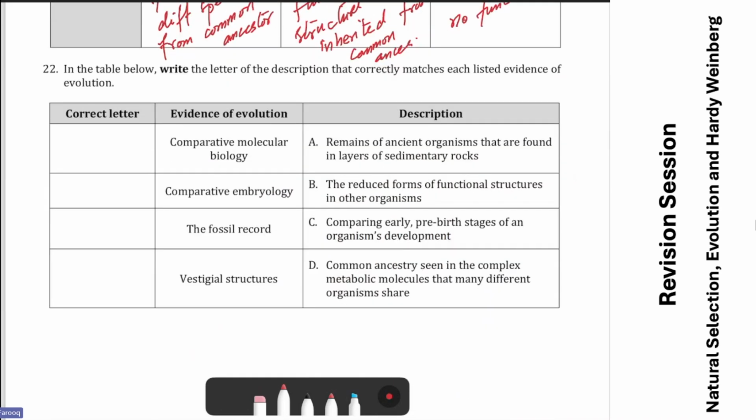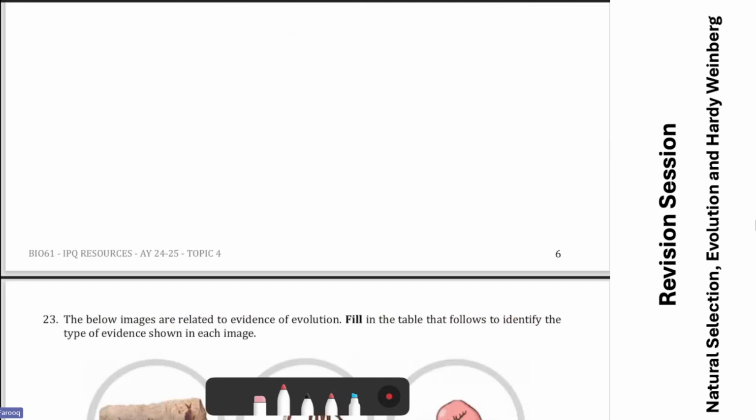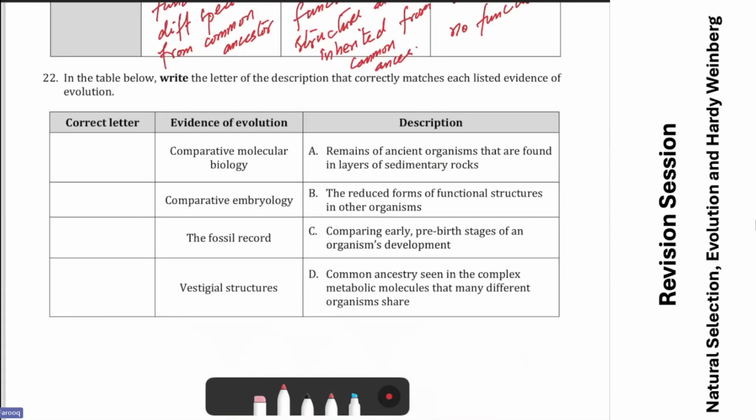You need now to match them. Okay, you can match them. So matching comparative molecular biology. Molecular, I told you, DNA, protein, or amino acid. Anything like this, you can just go for that. We will see what it says. Comparative embryology, when you look for the embryos, so comparing early and pre-birth stages. Okay, so this is C.